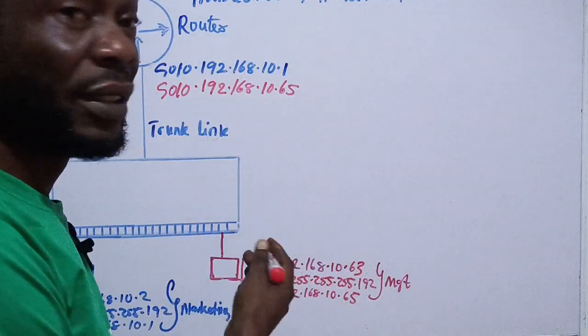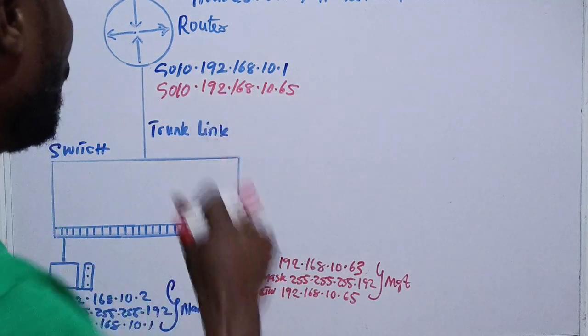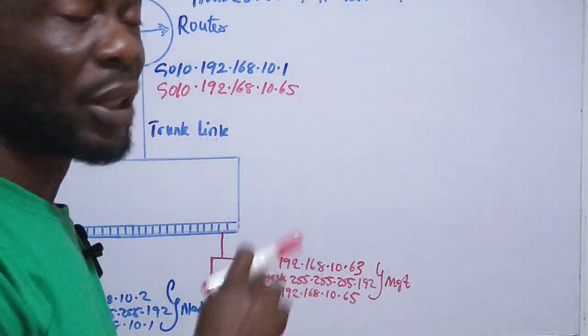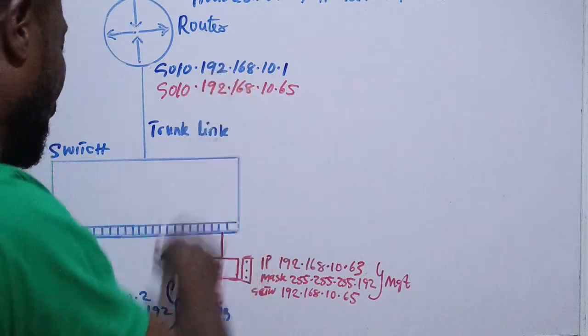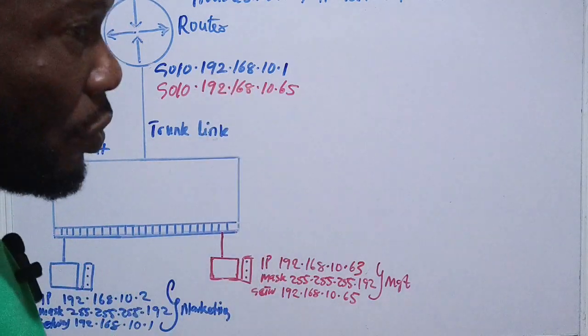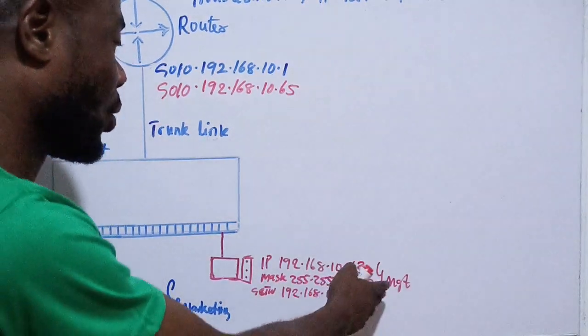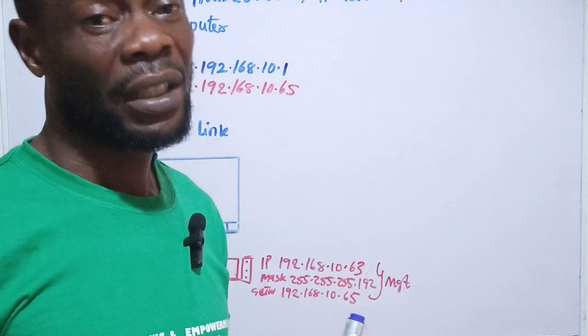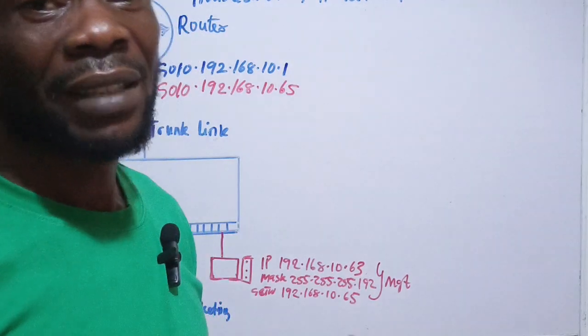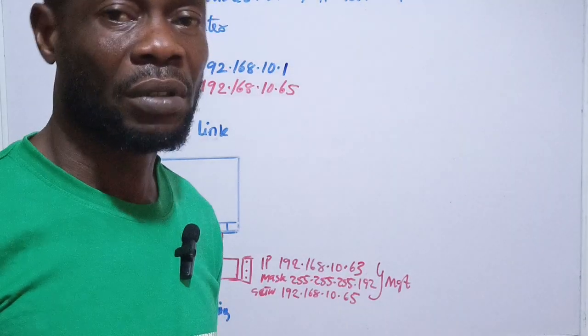For instance, in this case, we have two VLANs here, two subnets. The first subnet here is the marketing subnet, that's VLAN. And the second one is management. Now, each of these subnets can contain about 62 valid computers.